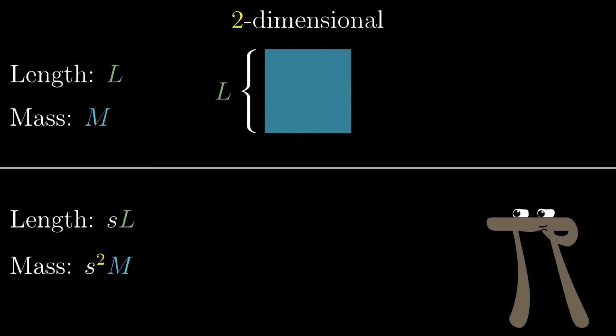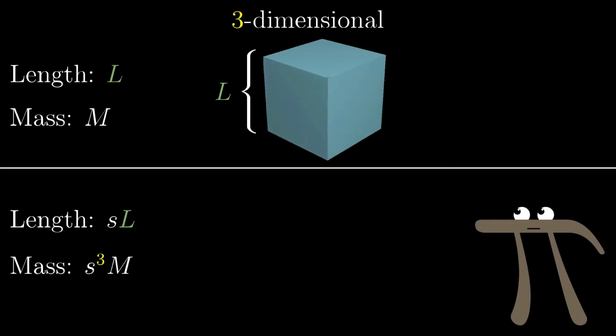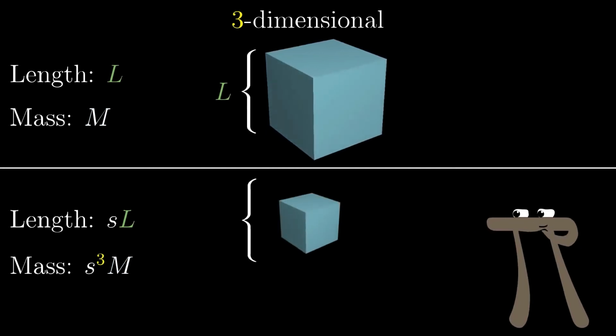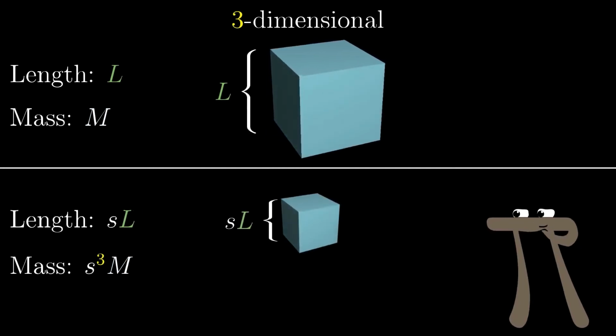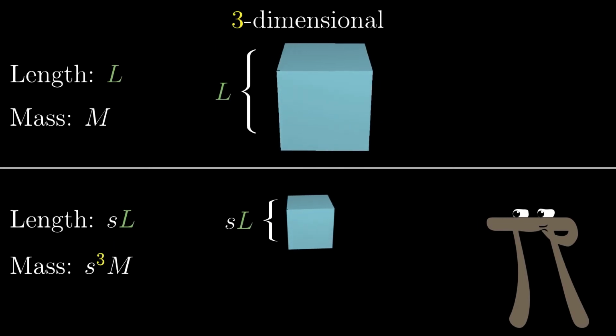So for a 2-dimensional square, when its length is scaled by some factor, then the resultant mass or weight is equal to the length scaling factor raised to the power of 2. And for a 3-dimensional cube, when its length is scaled by some factor, then the resultant mass or weight is equal to the length scaling factor raised to the power of 3. It puts the 3 in 3-dimensional.